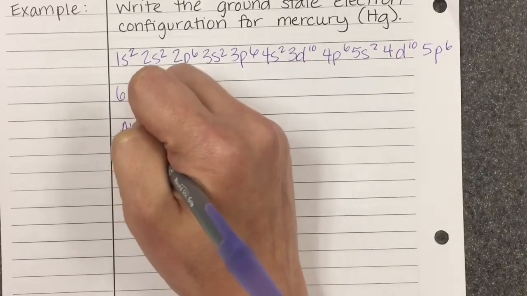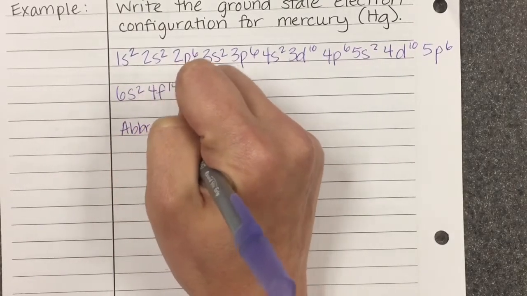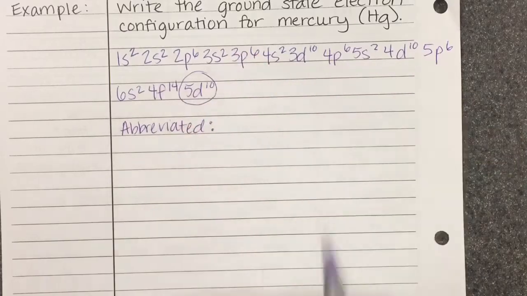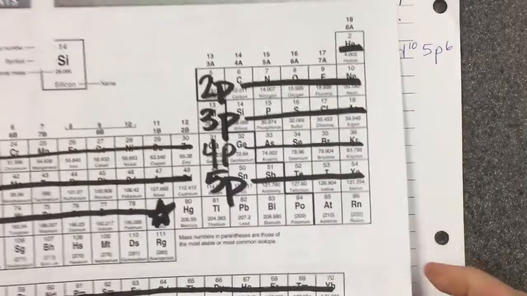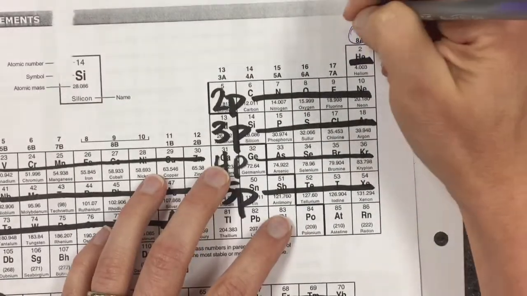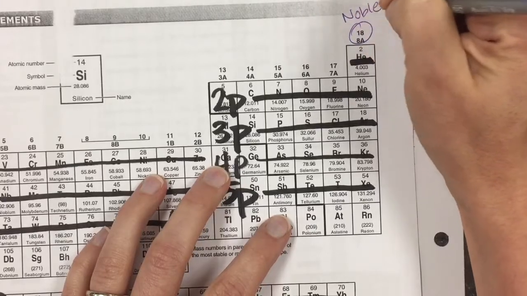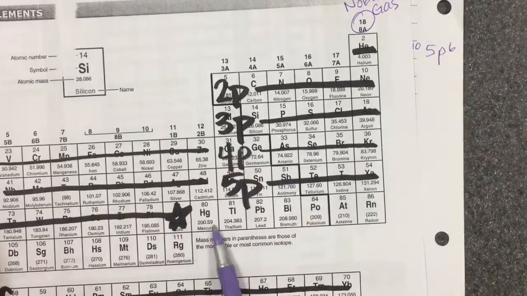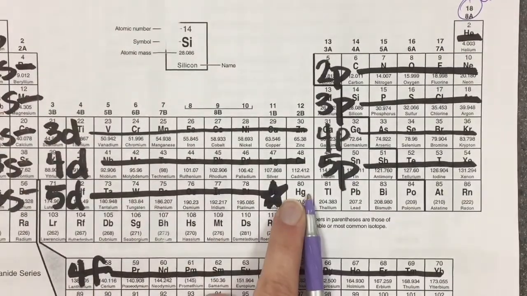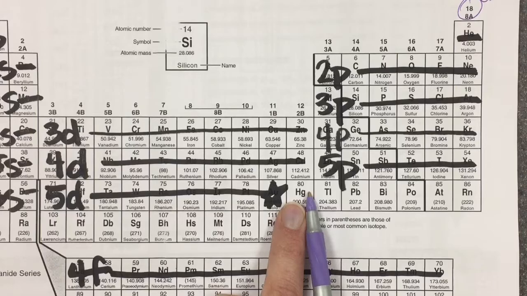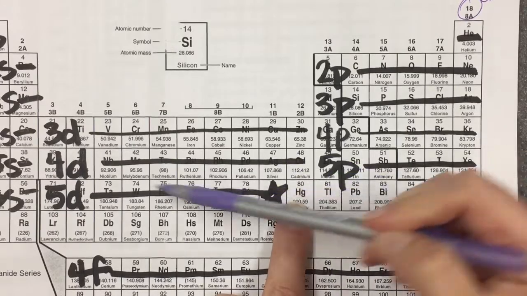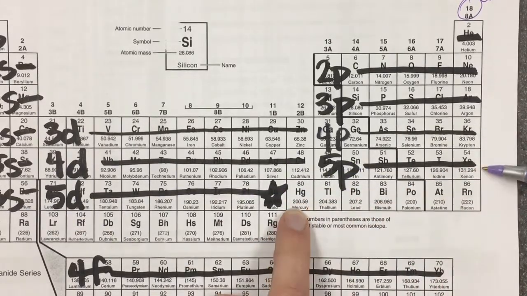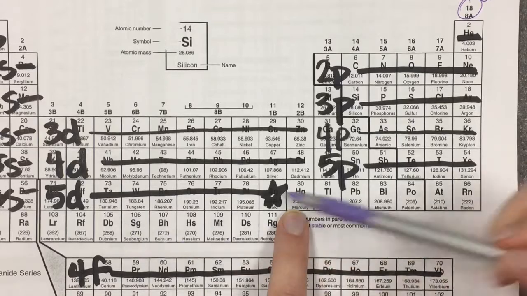So we can abbreviate. And the way that we abbreviate is we use the noble gases. So group 18 is the noble gas family. Okay? If I look at mercury, it's number 80 on the periodic table. The noble gas that's before mercury is xenon. Radon is after because it's number 86. But xenon is before mercury.